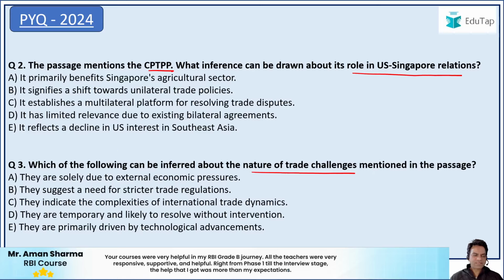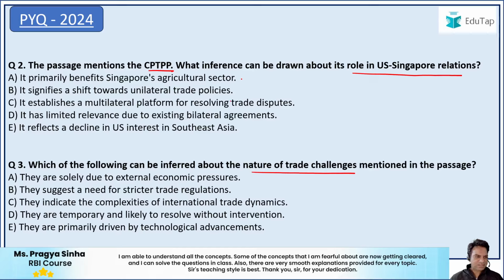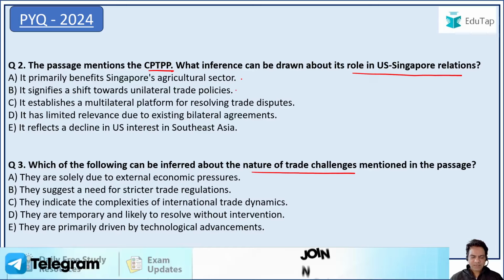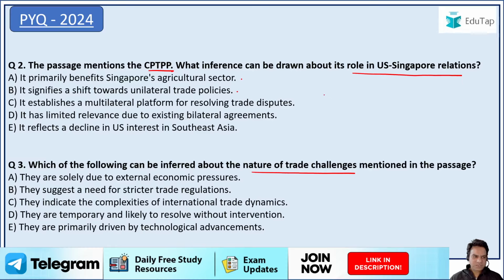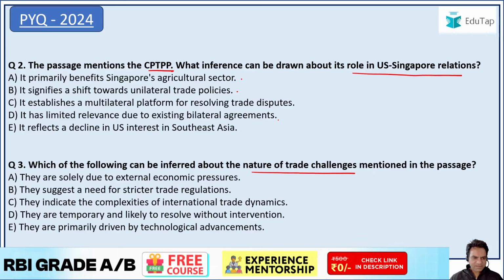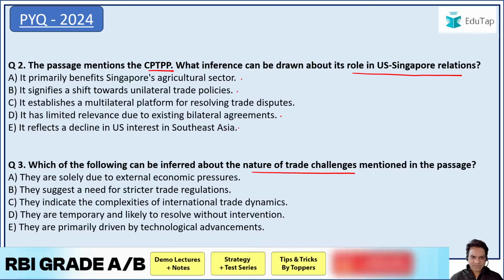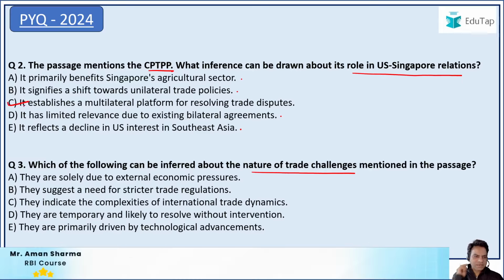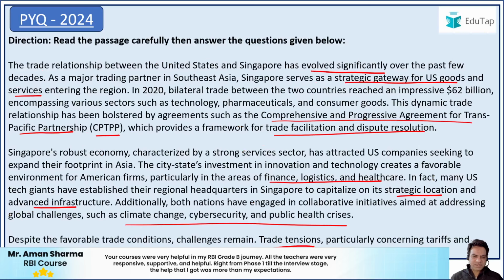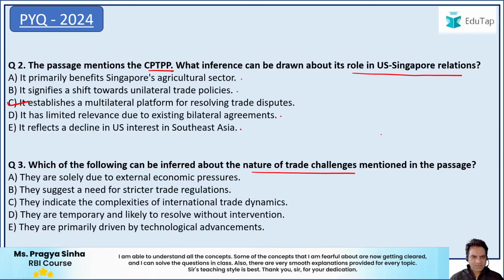Next question, guys. The passage mentions CPTPP. What inference can be drawn about its role in US-Singapore relations? It primarily benefits Singapore's agriculture sector? No. It signifies a shift towards unilateral trade policies? No. It establishes a multilateral platform for resolving trade disputes? Yes. It has limited relevance due to existing bilateral agreements? No. It reflects a decline in US interest in Southeast Asia? No. It clearly was mentioned that it establishes a multilateral platform for resolving trade disputes. That was our CPTPP, trade facilitation and dispute resolution. So that is your answer.